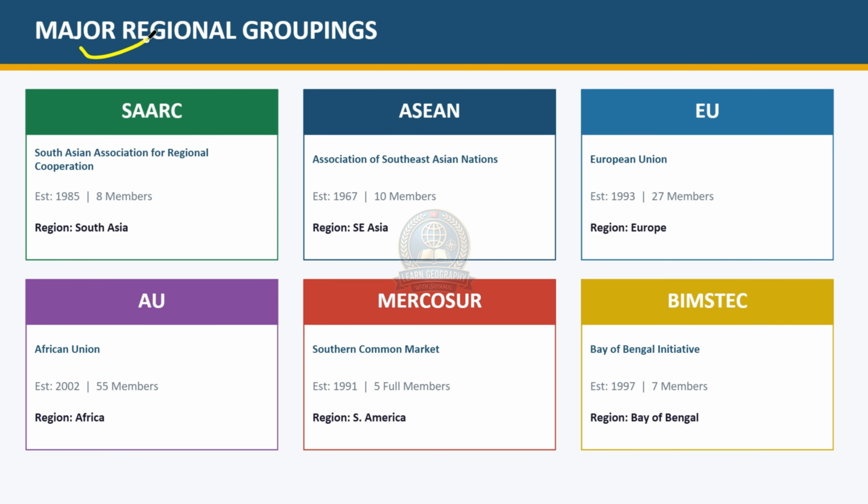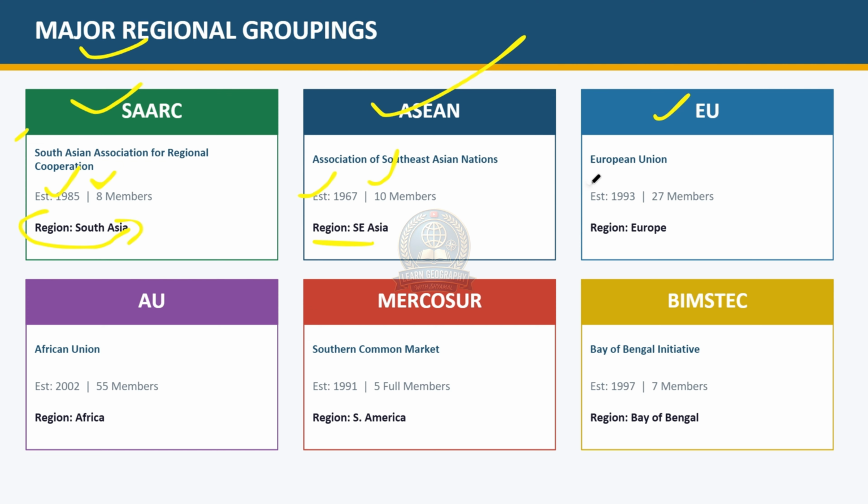Next, major regional groupings. Okay, SAARC. Full form is South Asian Association for Regional Cooperation. Okay, it was established in 1985. There are 8 members and the region is South Asia. ASEAN, Association of Southeast Asian Nations, established in 1967. It has 10 members and the region is Southeast Asia.